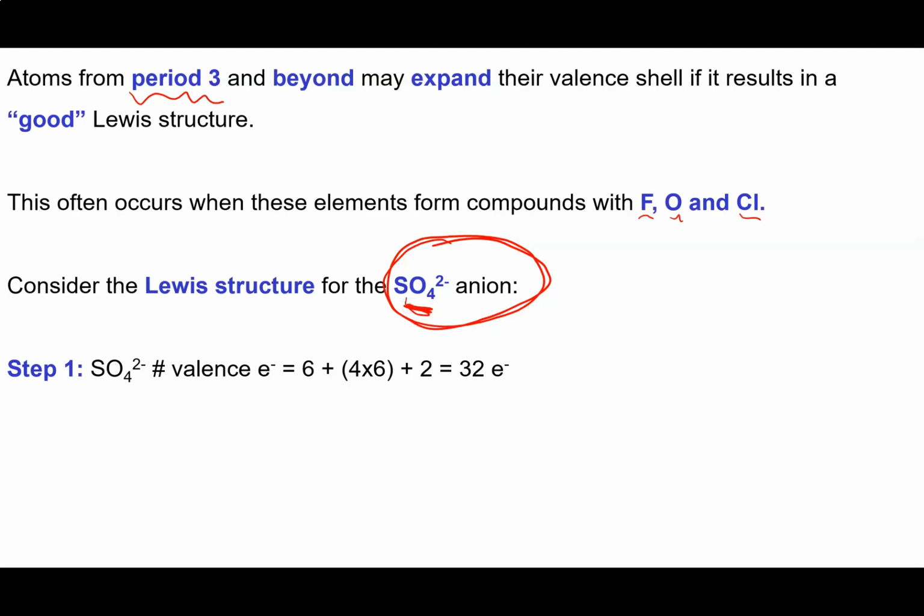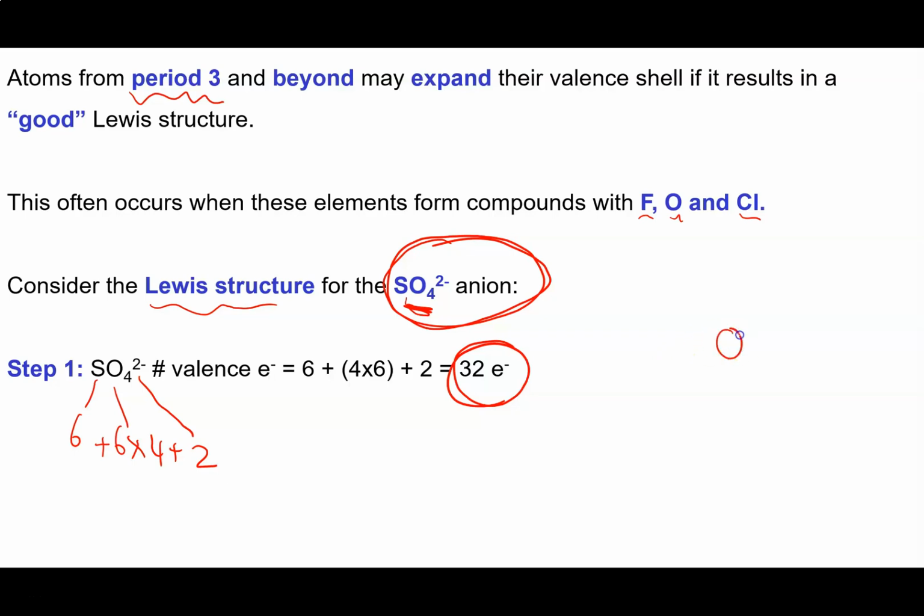So to illustrate this, we're going to look at the Lewis structure of the sulfate anion. Sulfur's in group 6, we've got one of those. Oxygen's in group 6 as well, and we've got 4 of those. And then we need 2 electrons for the charge. So you add all of that together, and you've got 32 electrons to work with.